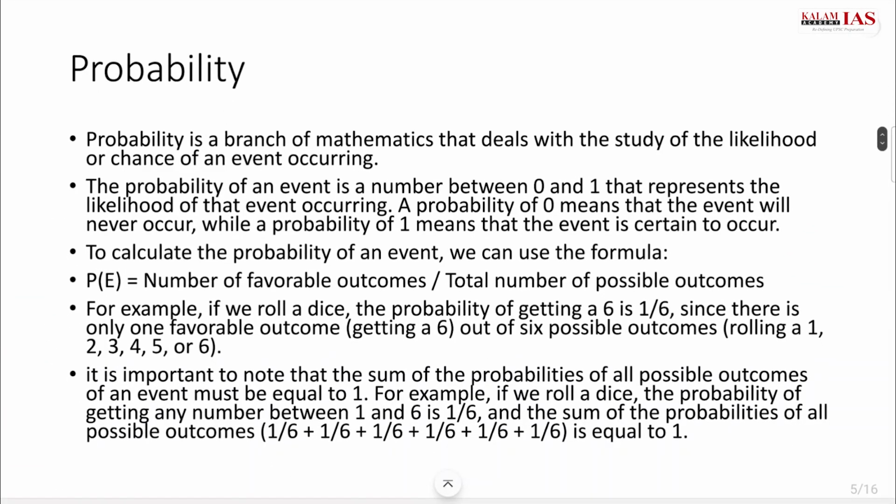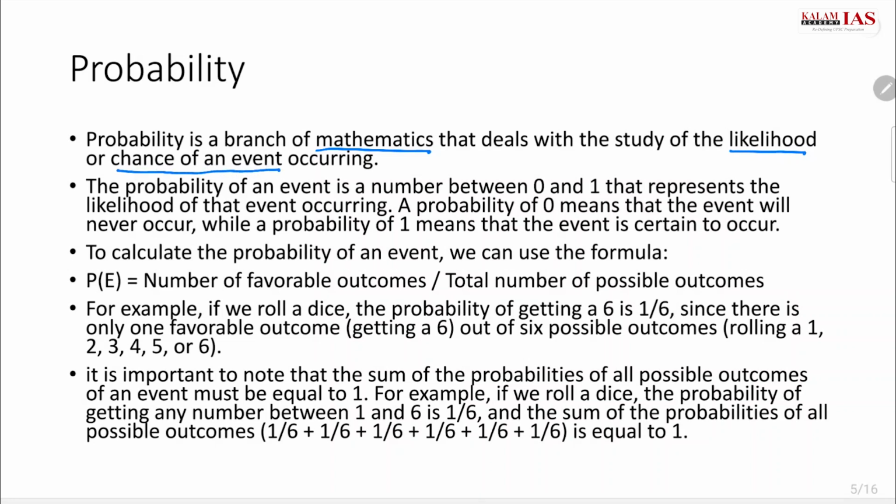Now comes the third topic. We have seen permutation, we have seen combination, and we have seen the concept of factorial, like how the value of factorial is calculated. Now the third important topic is probability. Probability is that branch of, again, mathematics. It deals with the study of likelihood or chance of an event occurring.